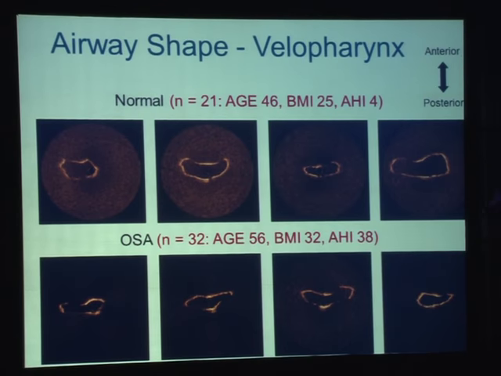And as I said earlier this morning, we've done lots of scans. In this example, 21 healthy normal individuals and 32 individuals with a range of severities of sleep apnea. And we just don't see that AP-orientated velopharynx. We certainly see a smaller velopharynx in people with sleep apnea, but we don't see an AP-orientated one. And that's just some examples of the kind of shapes of the velopharynxes that we find.